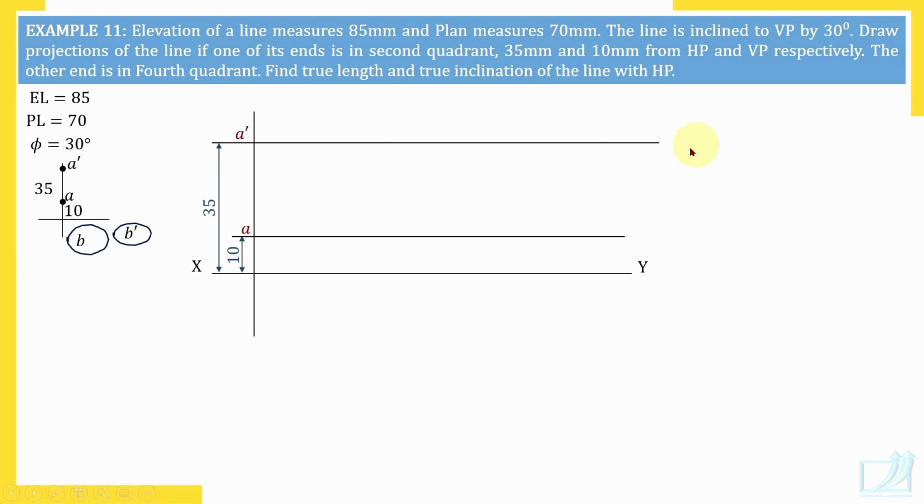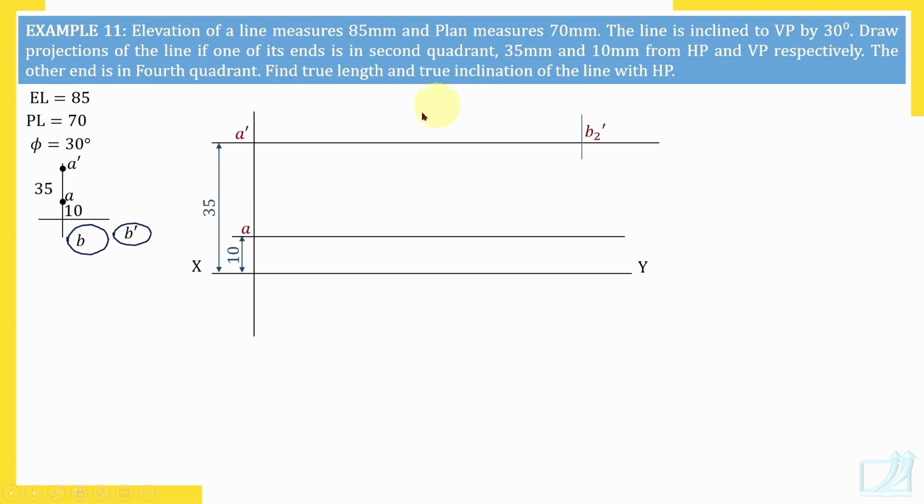Which other point on this line? B2 dash is. Which other point on this line? B1 is. Now out of 3 views through A dash, B dash, A dash B1 dash and A dash B2 dash, we can draw A dash B2 dash because EL is given. So I'll draw A dash B2 dash. A dash B2 dash EL, that has length 85 millimeters. So here I have marked B2 dash.